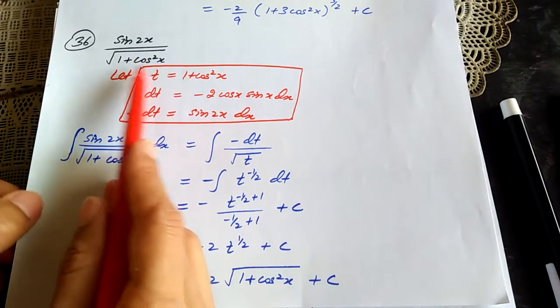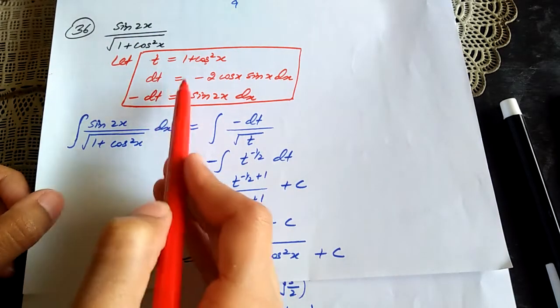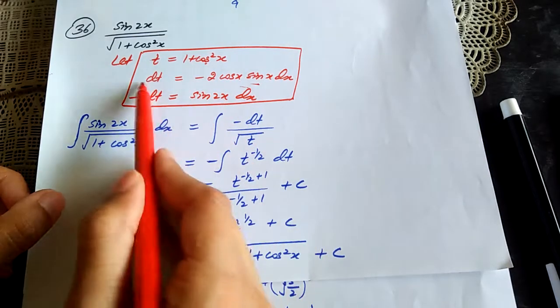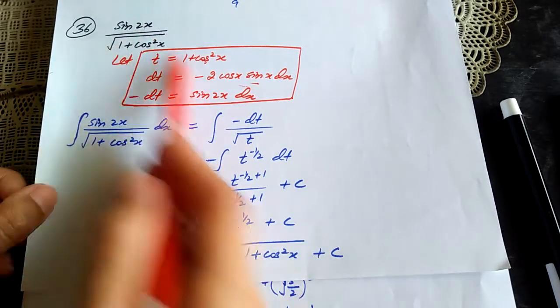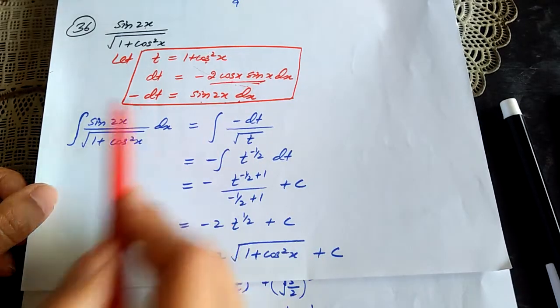Integrate sin 2x over 1 plus cos square of x. Let 1 plus cos square of x be equal to t. Take the derivative on both sides. Just make the possible terms like we have to replace it. We need sin 2x here. So I have converted it into sin 2x dx equals minus dt.